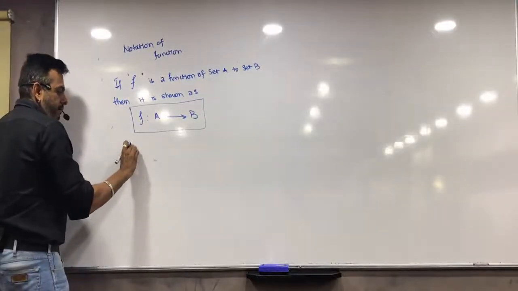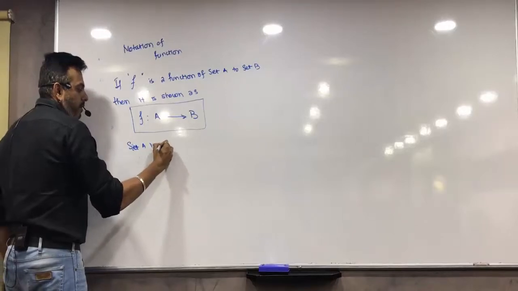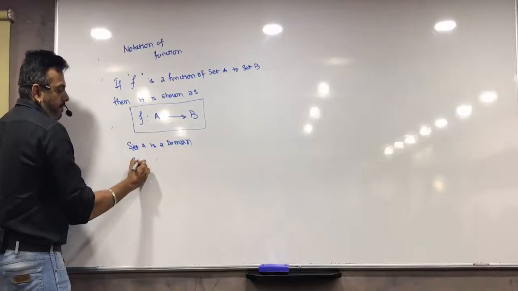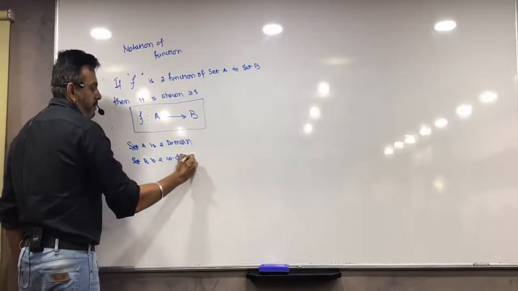Set A is a domain and set B is a codomain.